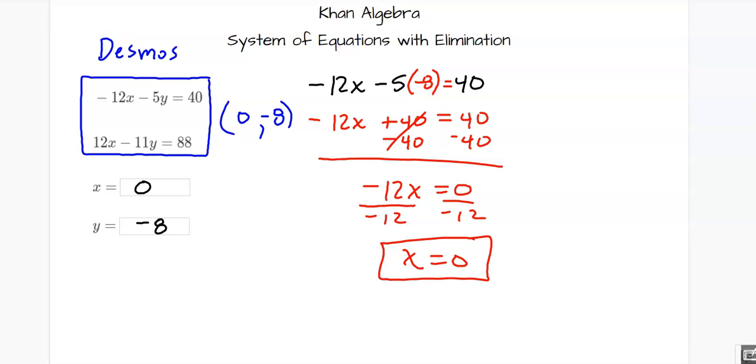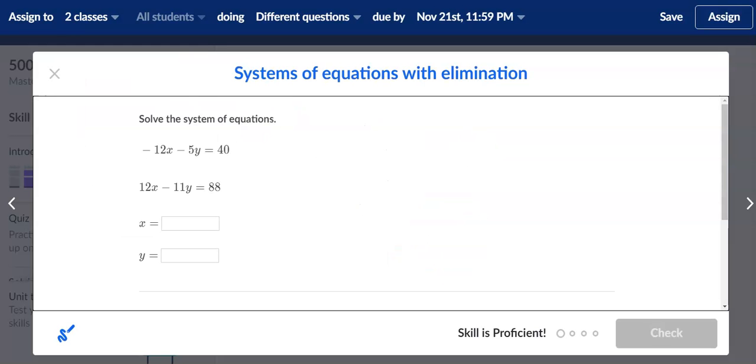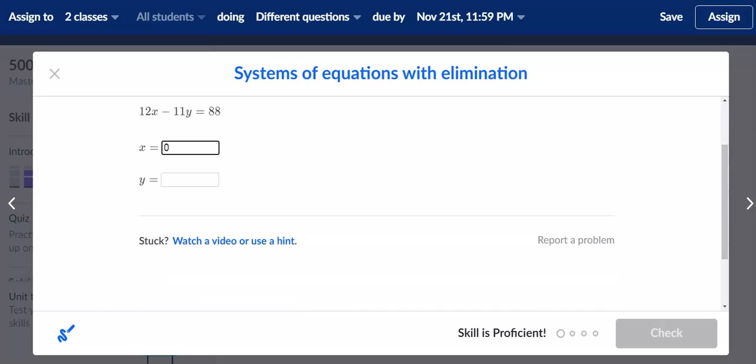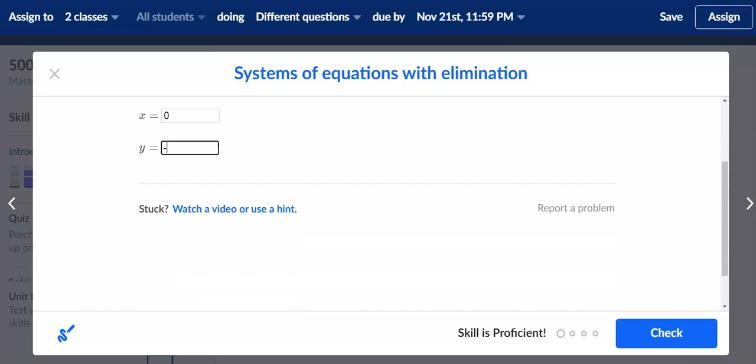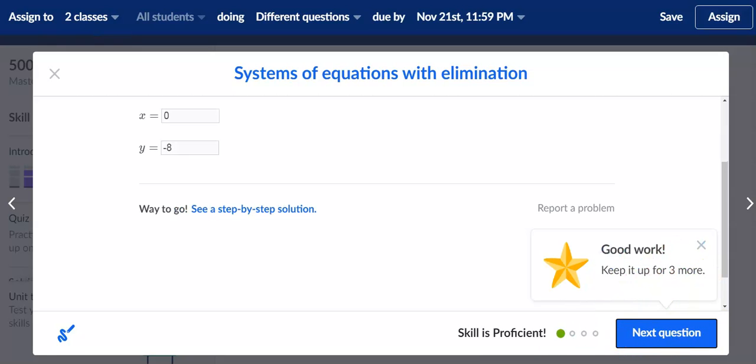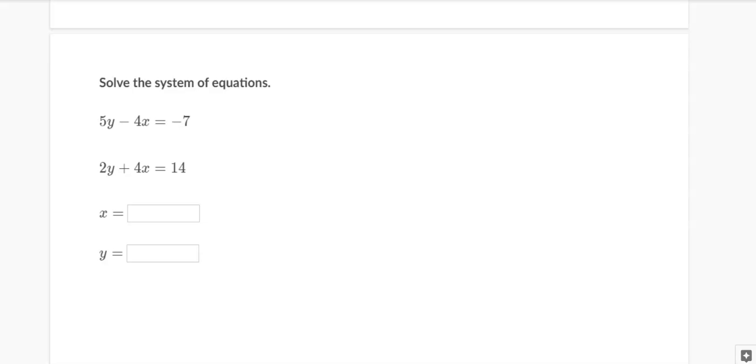I'm just going to roll the dice. I'm going to go over here to Khan Academy and I'm going to click 0 and negative 8. We'll see what shakes out. 0, negative 8, and hopefully I get the little bell. Boom. Beautiful. All right, I want to take a look at one other one that they throw at you, just to be careful on, because I've made a mistake on ones like these. So I look at the coefficients and I see my y's aren't opposites, but my x's are. So that's where I'm going to focus.